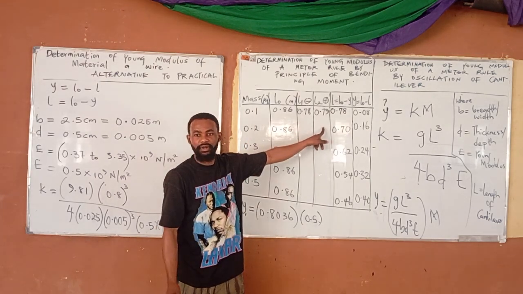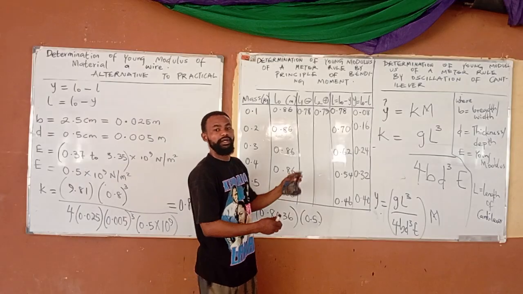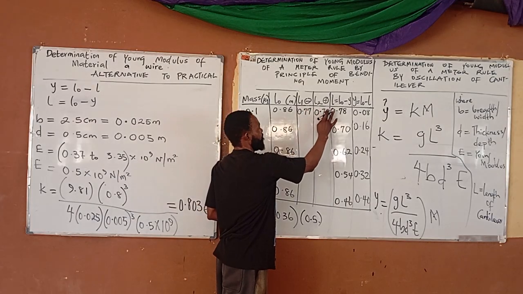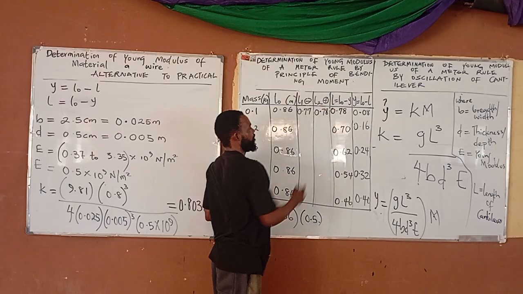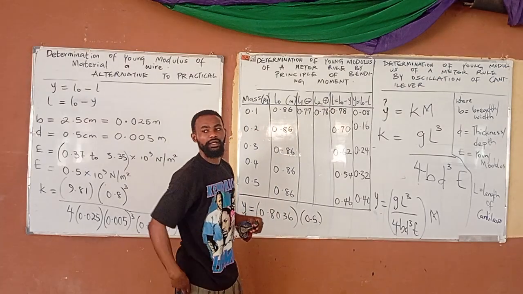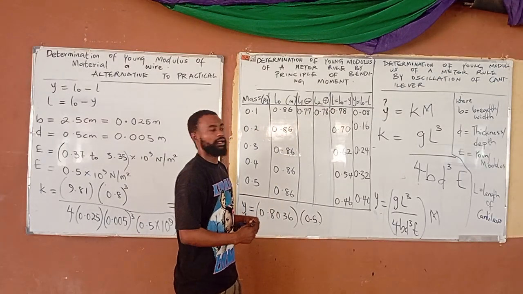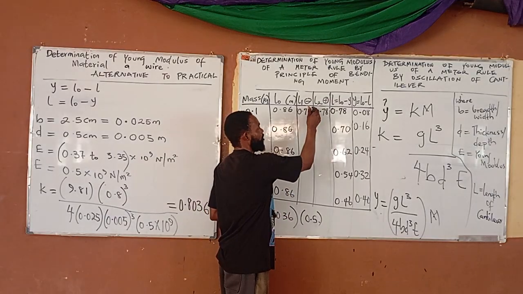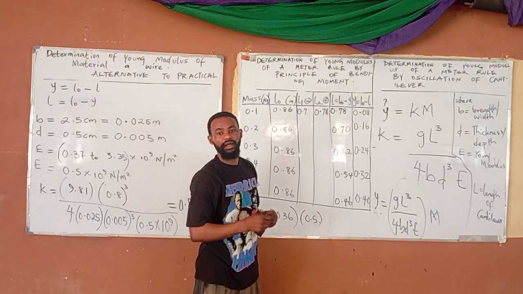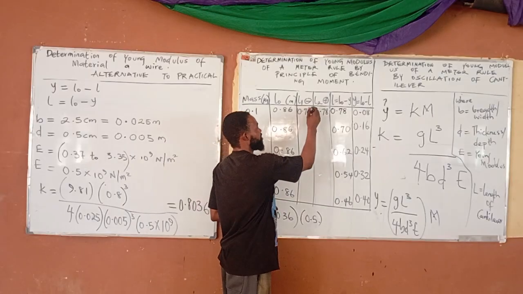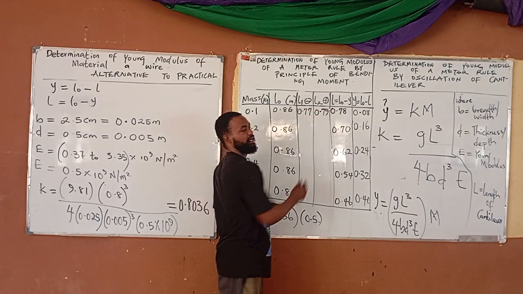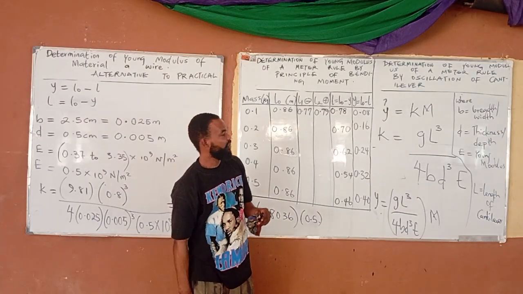Then this one should be 7. Okay, 7.8 and 7.9. Okay, 7.7 and 7.9. Yes, it will give you 0.78.